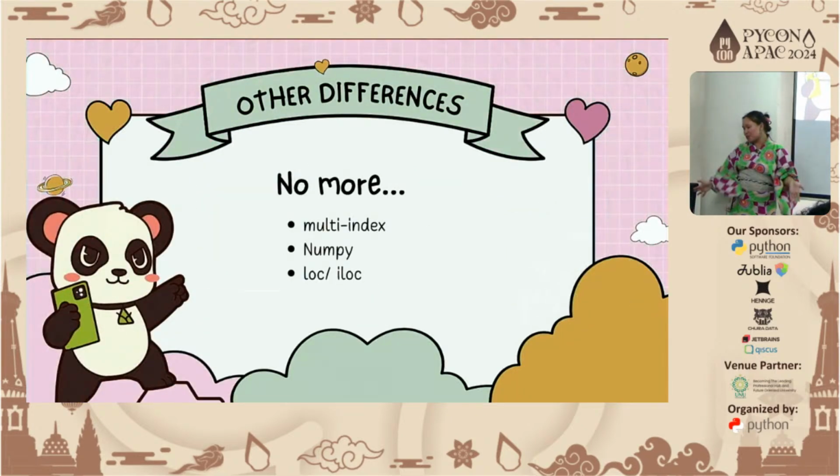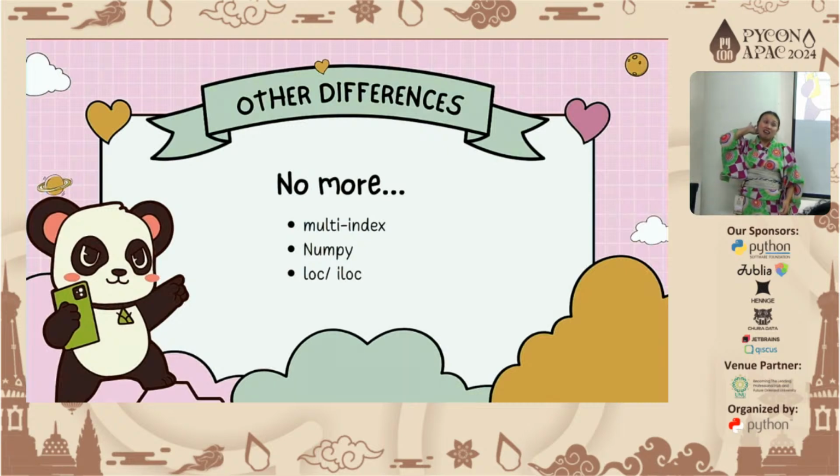So query optimization is great, but there's also other differences between pandas and polars. Some of them take some time to get used to. For example, in polars, there's no multi-index. Pandas has a lot of multi-index, and we have to reset index a lot of times. In polars, there's no multi-index, so it won't happen.